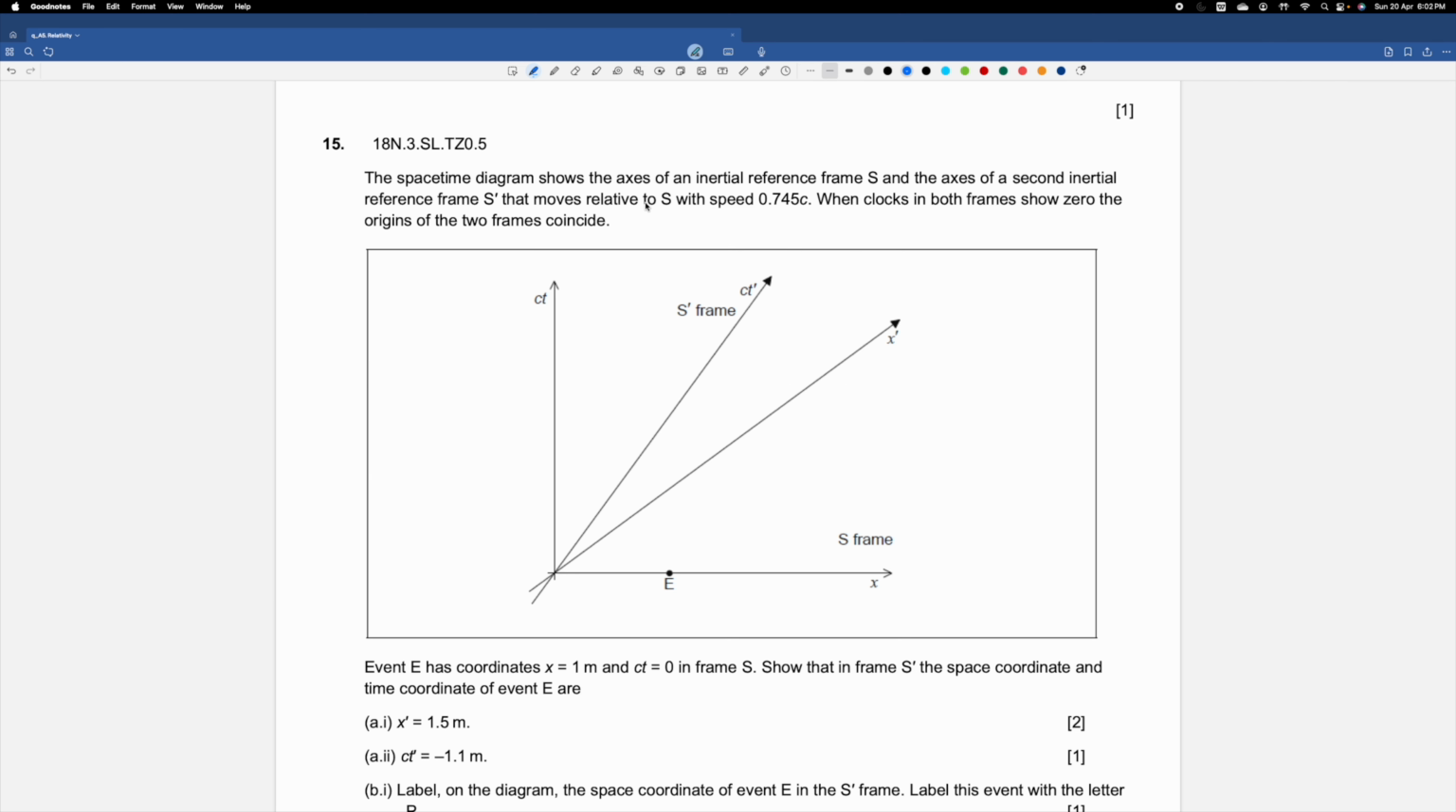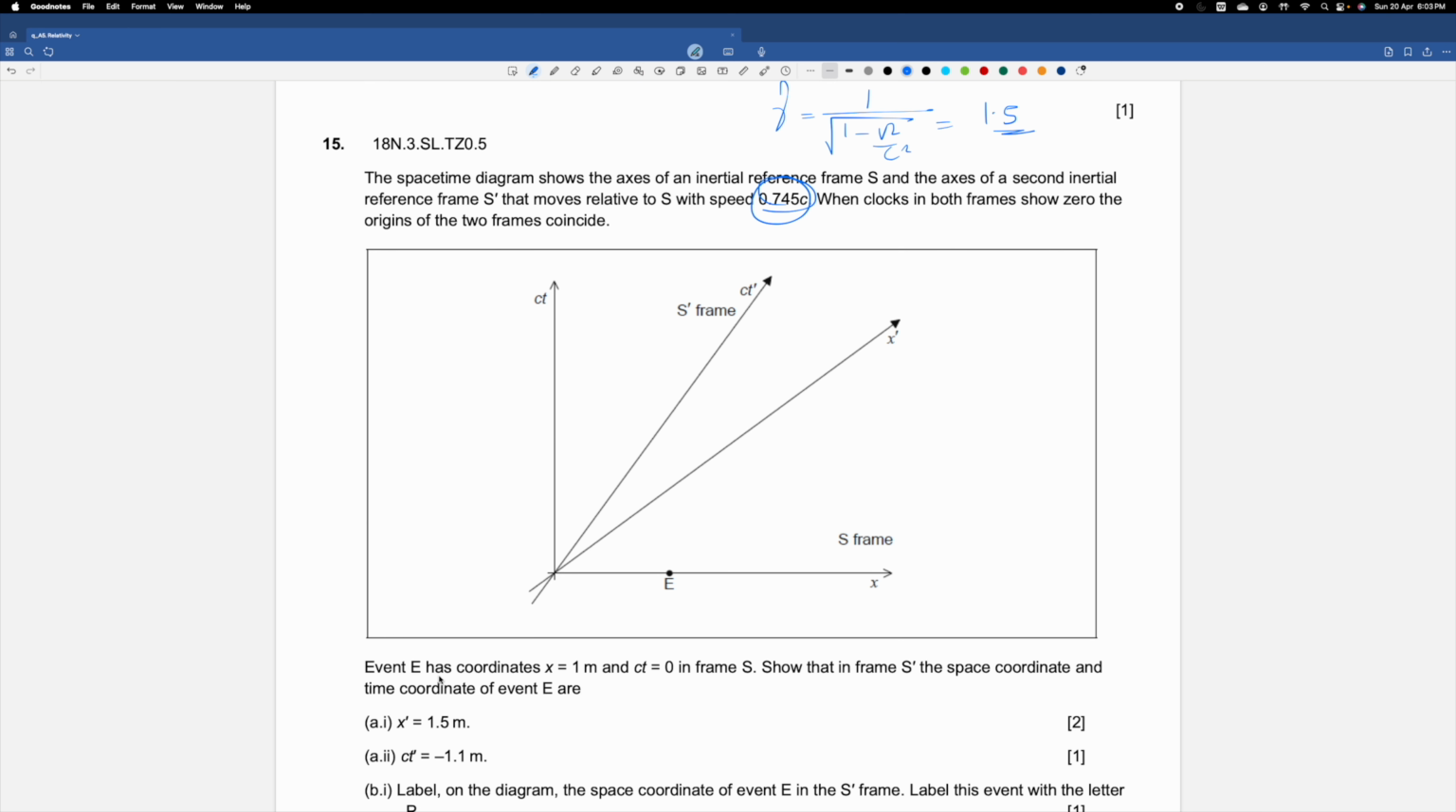The space-time diagram shows the axes of inertial reference frame S and the axes of a second inertial reference frame S prime that moves relative to S with this speed. So the value of V is given, which can help you find the value of gamma. Let us calculate and keep it ready. Gamma equals 1 over the square root of 1 minus V squared over C squared. Plugging in V as 0.745 C gives a value of gamma of about 1.5.